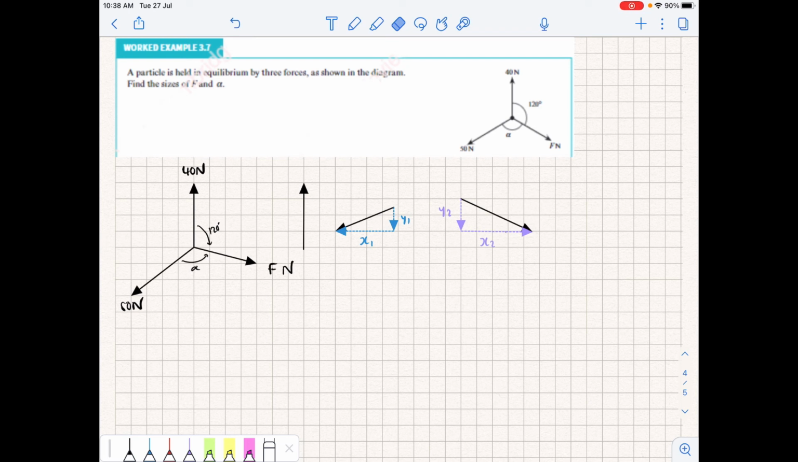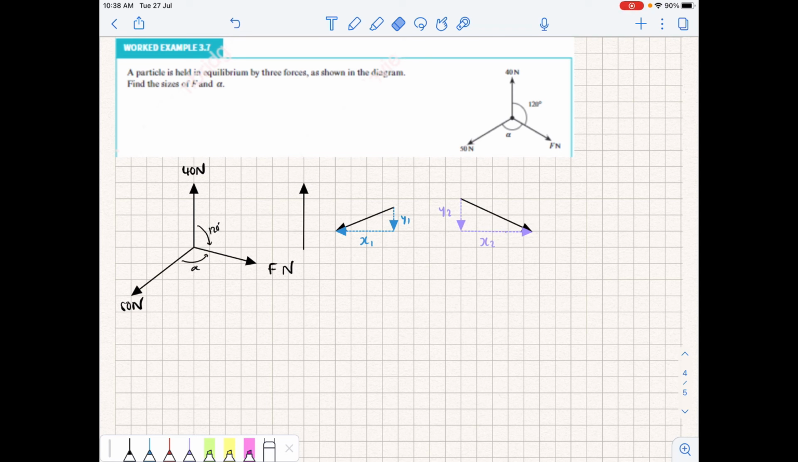In the second method, I'm going to show you how by using Lami's theorem we can, in certain problems, cut back significantly on the amount of work that we need to do and solve the problems much more quickly and more efficiently. So if we have a look at the question here, the first method I'm going to use is to solve by resolving, and we need to choose a line of action, right?